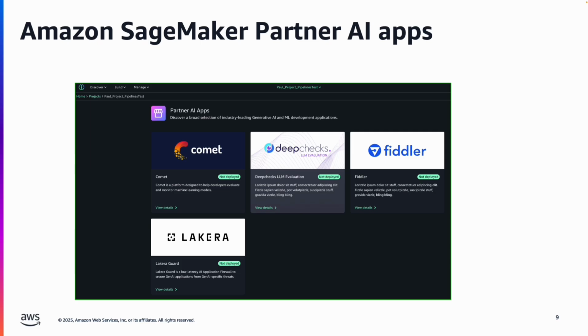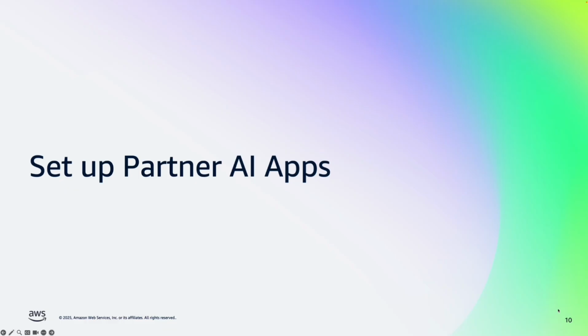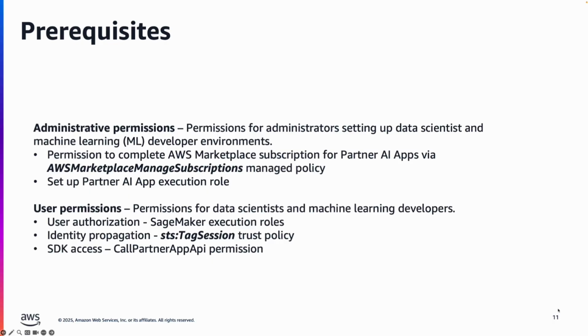Now we'll briefly go over the prerequisites required to set up the Partner AI apps. Before you start, make sure your admin team has onboarded a SageMaker AI domain. Next, we'll need to set up some administrator permissions. In order for the SageMaker admins to be able to deploy SageMaker AI apps, they first must be able to subscribe to these apps via the AWS Marketplace. For this, you'll need to have the managed policy, AWS Marketplace managed subscriptions, attached to your admin role.